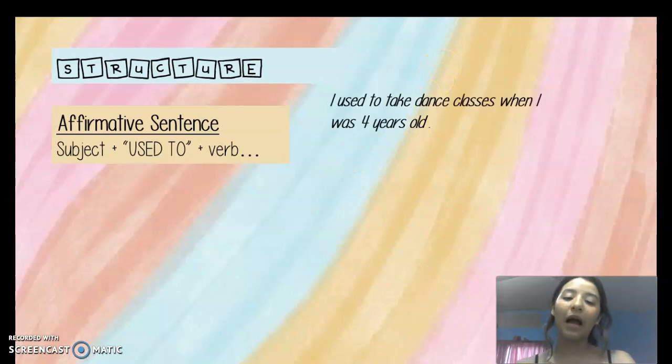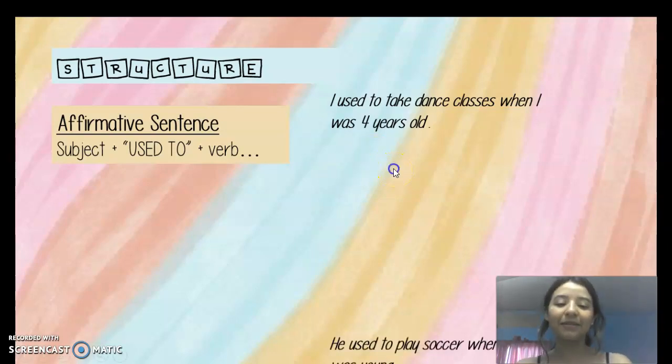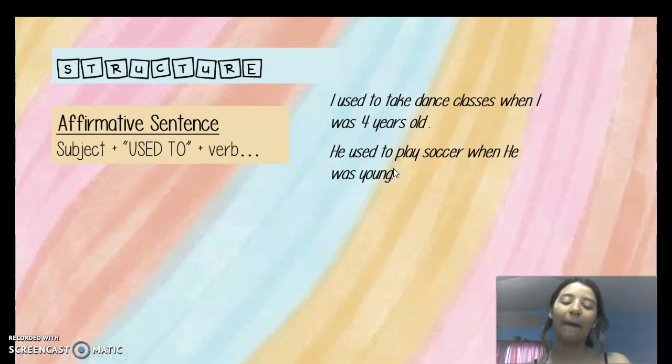One example can be, I used to take dance classes when I was 4 years old. In the past. Now I don't take dance classes anymore. Another example is, he used to play soccer when he was young. In the past. In the present, he doesn't play soccer and he is not young.